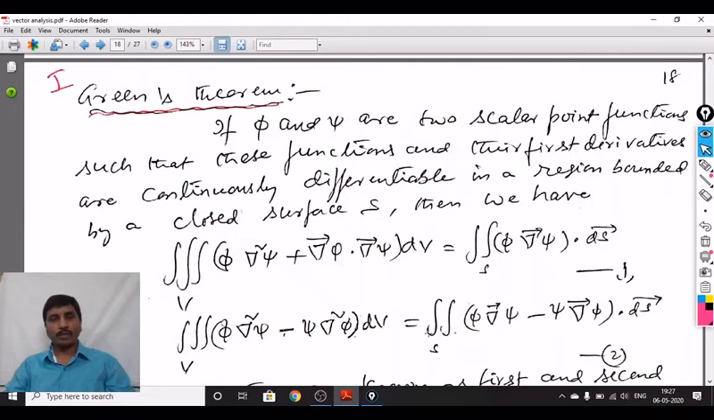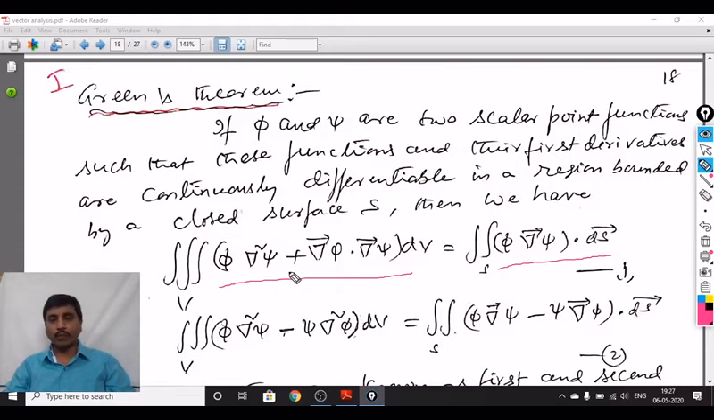I would like to explain Green's theorem. Green's theorem states that if phi and psi are two scalar point functions such that these functions and their first derivatives are continuously differentiable in a region bounded by a closed surface S, then we have the volume integral of phi del square psi plus del bar phi dot del bar psi dV is equal to the surface integral of phi del bar psi dot dS bar.